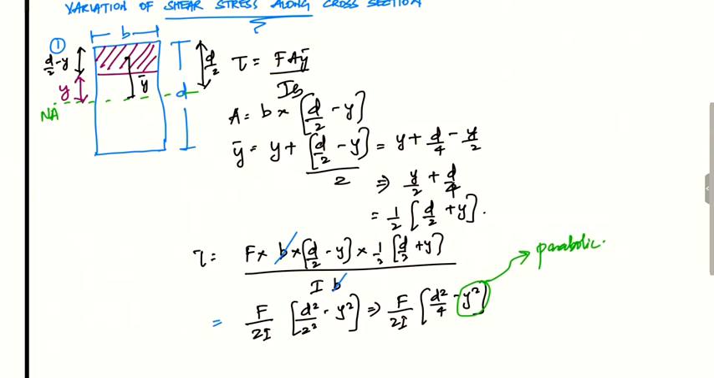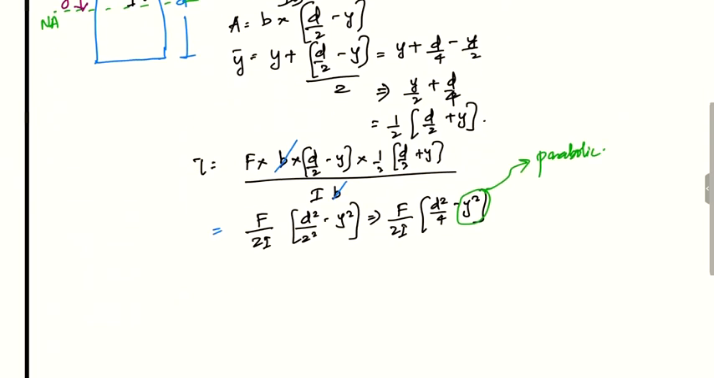Okay. Now at any distance of Y, I could write the value for my shear stress, isn't it? That is, I got the value for shear stress as tau is equal to F by 2I into D square by 4 minus Y square. You could see here, for any section the shear force remains same, the moment of inertia is same, the depth of the section is same. So only variation is happening for your value of Y, right?